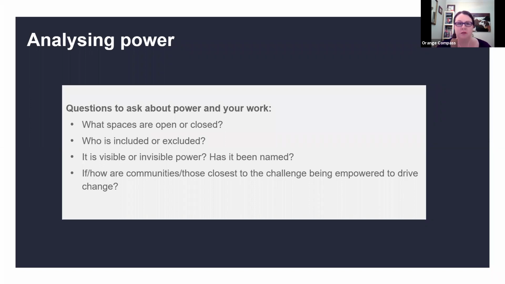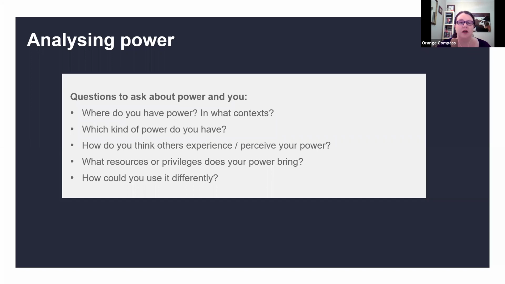So some reflection questions when we're thinking about power, particularly in your work. What spaces are opened or closed? Who's been included or excluded? Is it visible or invisible power, and has it been named? And how are communities closest to the challenge being empowered to drive change? When we're thinking about our own power and our own work, you might want to reflect on, where do you have power and in what context? What kind of power is it? How do others experience or perceive your power? What resources or privileges does your power bring? And how could you use it differently?